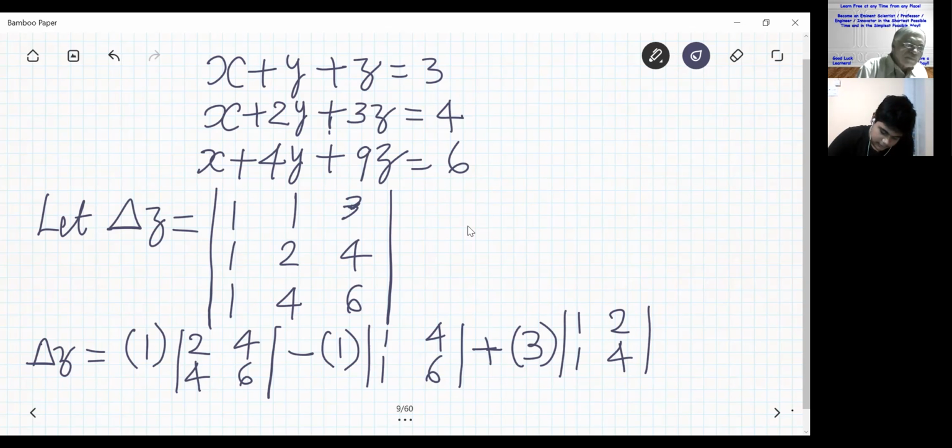2 into 6 minus 4 into 4. Then minus 1 into 6 minus 1 into 4. That is the second term. Then there is a plus sign, 3 into 1 into 4 minus 1 into 2.